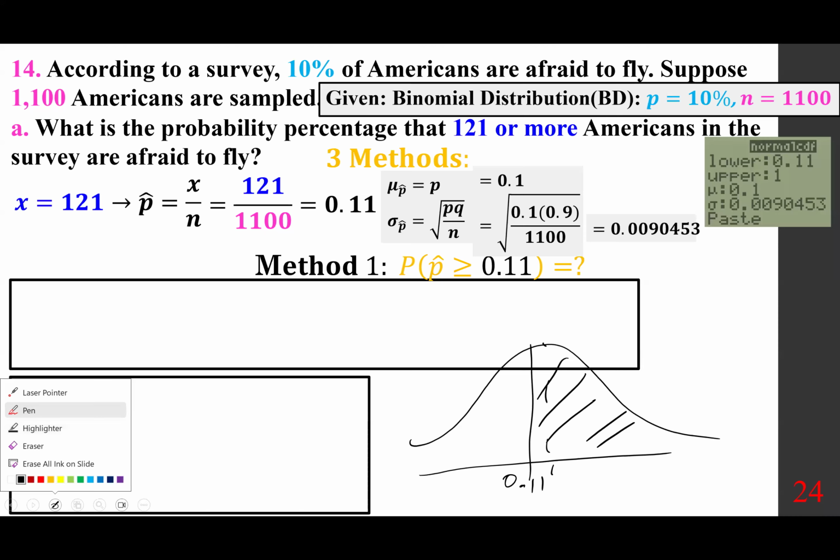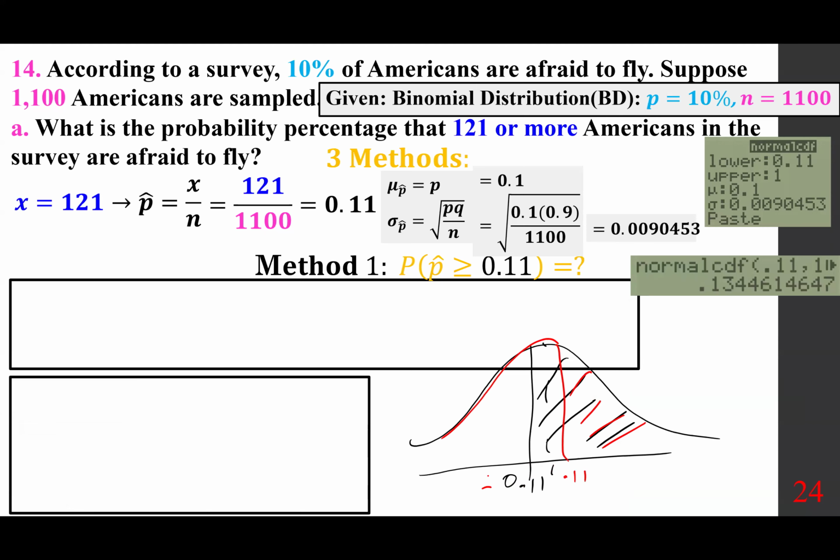Okay. And again, you don't know the answer, but it has to be less than 0.5. 0.11 is on the right side. This is 0.11. This is not to scale by any means. This is negative 0.1. And so you paste it, and you get 0.13446. That's what you get here.